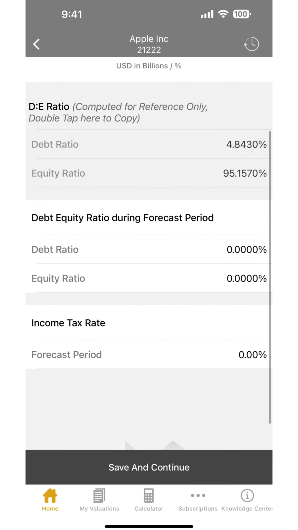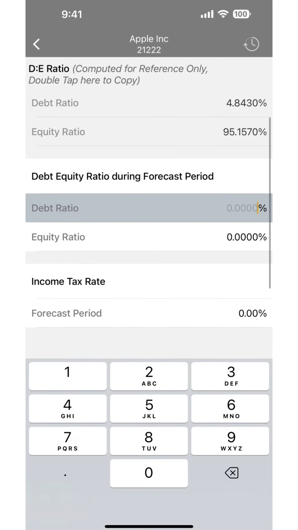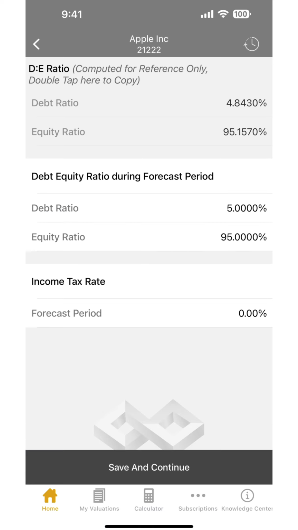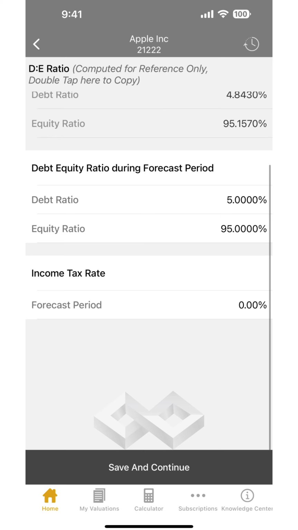To insert the same ratio for the debt-equity ratio, users can just double-tap the mentioned area to copy it. Or you can change to the ratio you expect to maintain during the forecast period. The debt-equity ratio for Apple is assumed as debt at 5% and equity at 95%.